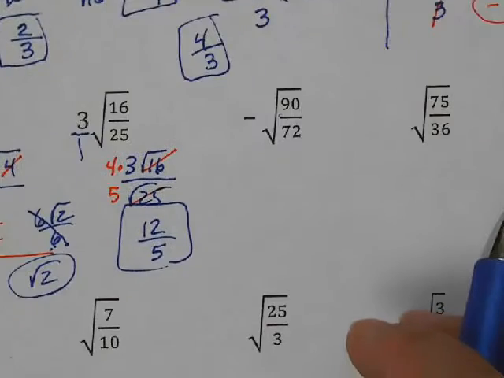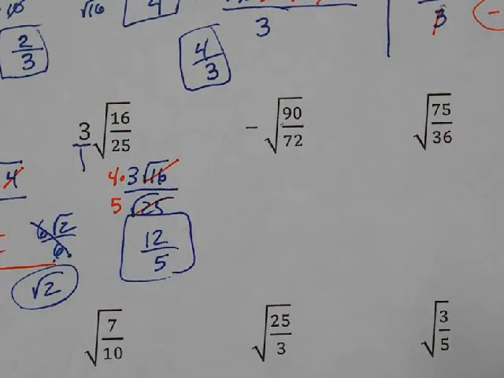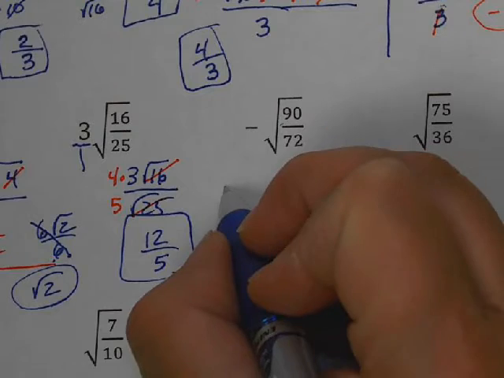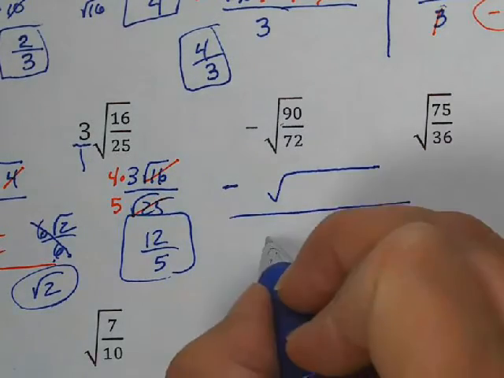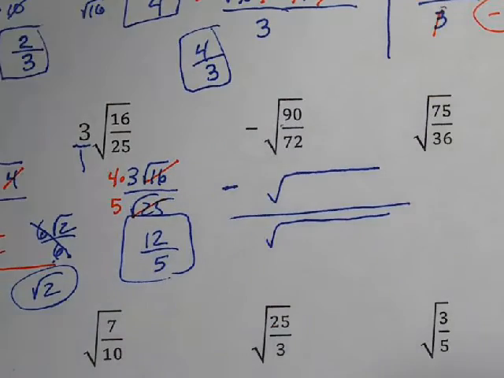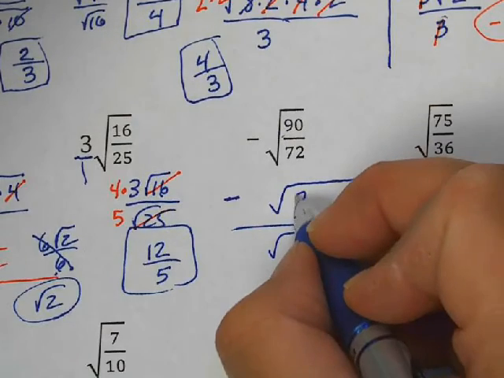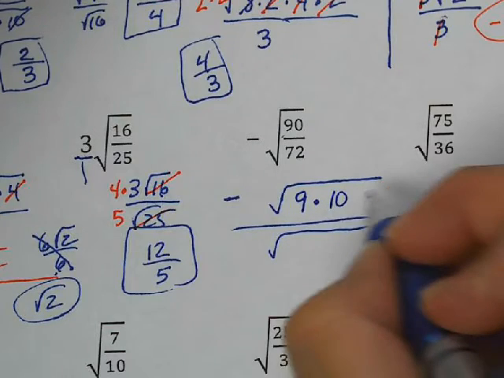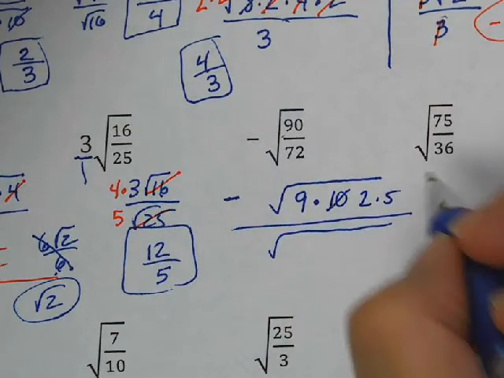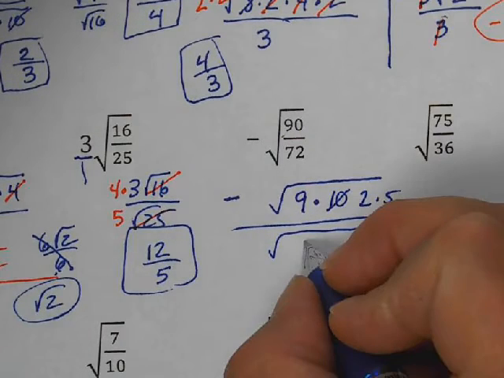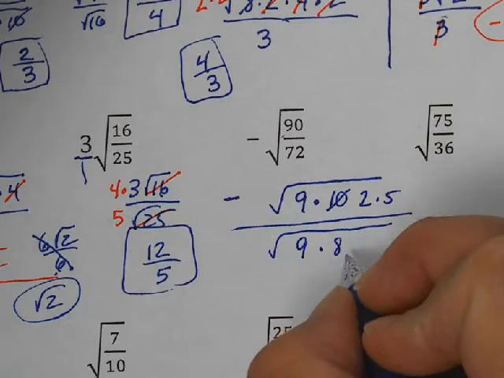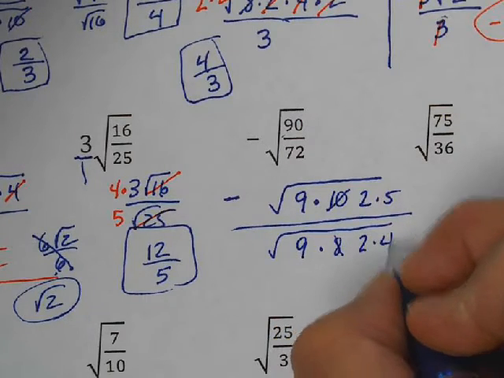I'll do 2 more here. So I'm going to start by separating this out. The negative can go with the top or bottom. It doesn't matter. I'm going to leave it with the top. So I have negative square root 90 over square root 72. So I'm going to start factoring. I noticed that 90 is 9 times 10, and 10 is 2 times 5, keeping the 9 because it's a perfect square. 72 is 9 times 8, and 8 is 2 times 4.